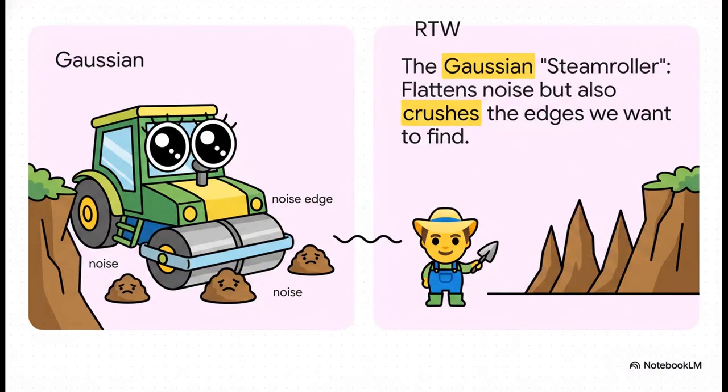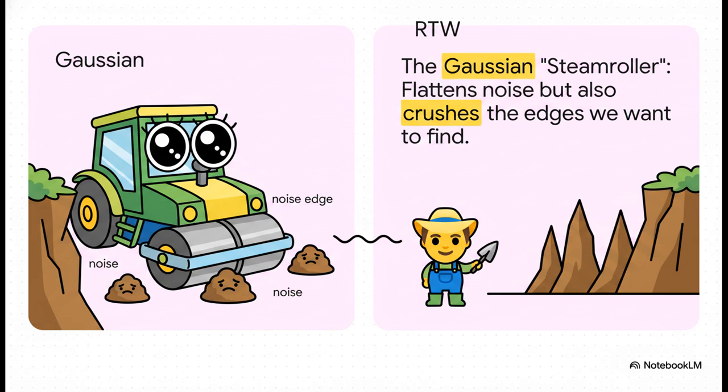To really get this, let's use an analogy. Imagine the image is a piece of land. It's got little random piles of dirt. That's our noise. And it also has these awesome steep cliffs. Those are our edges. The Gaussian filter is like a giant steamroller. It drives over the whole thing, and yeah, it flattens the dirt piles, but it also crushes those beautiful cliffs, turning them into gentle, sloping hills.